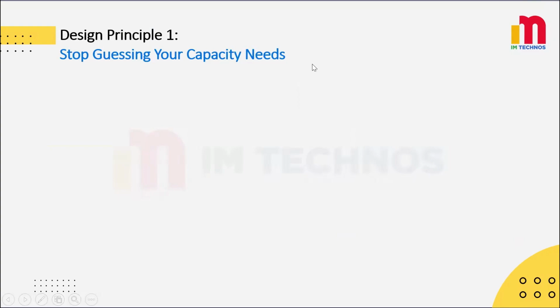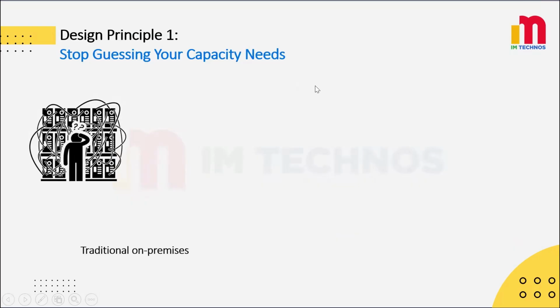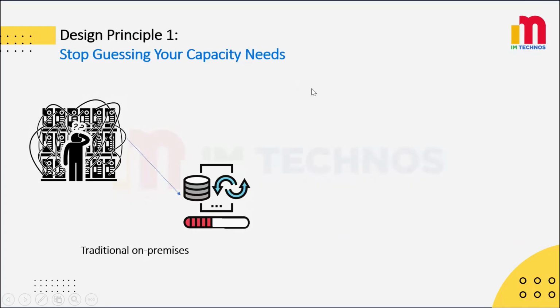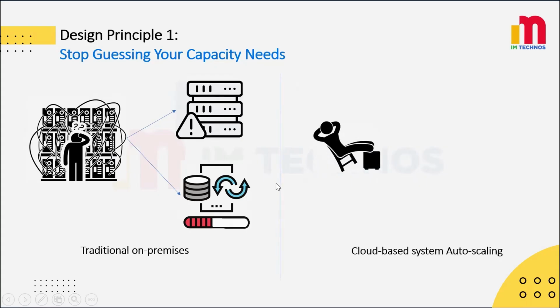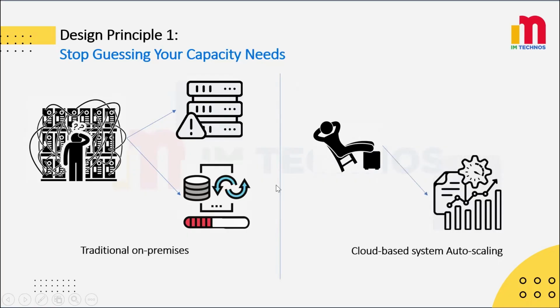Stop guessing your capacity needs. In the past, companies had to predict how much computing power they would need. If they guessed too high, they wasted money on unused resources. If they guessed too low, their systems crashed under heavy load. With cloud computing, you don't need to guess. AWS allows you to scale your resources up or down automatically based on demand. This ensures that you always have enough capacity to handle traffic spikes while avoiding unnecessary cost. And by leveraging cloud scalability, businesses can focus on growth without worrying about infrastructure limitations.